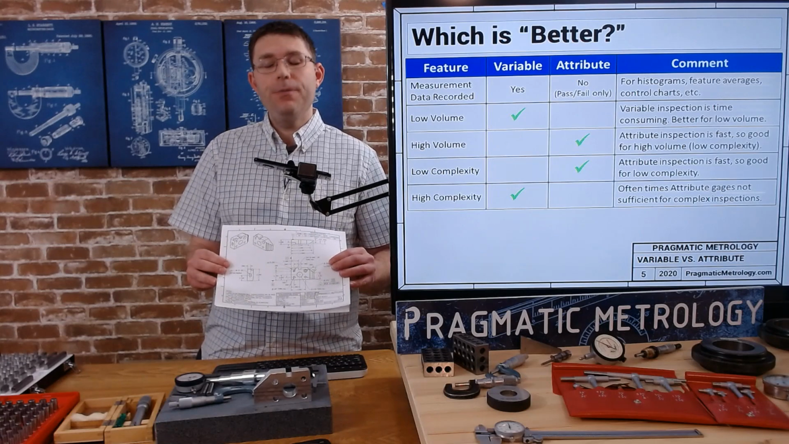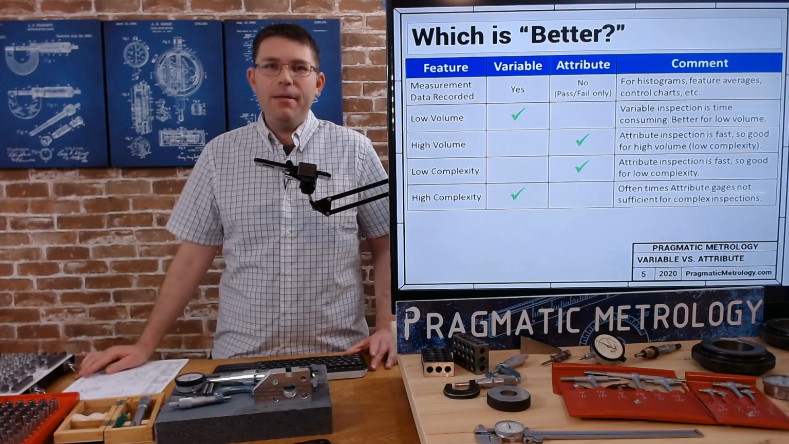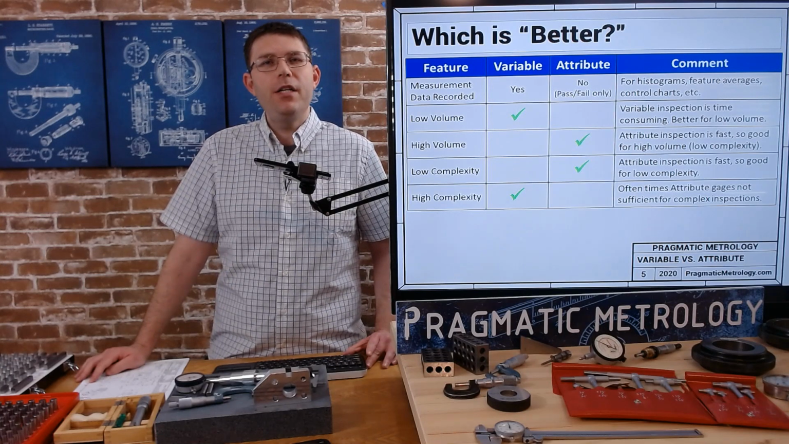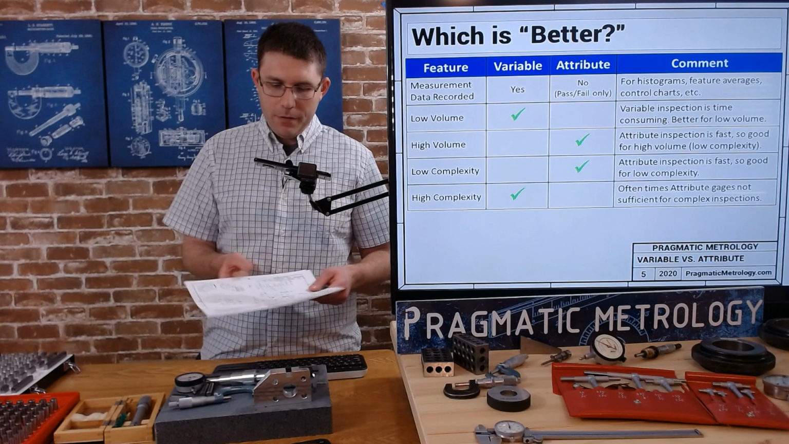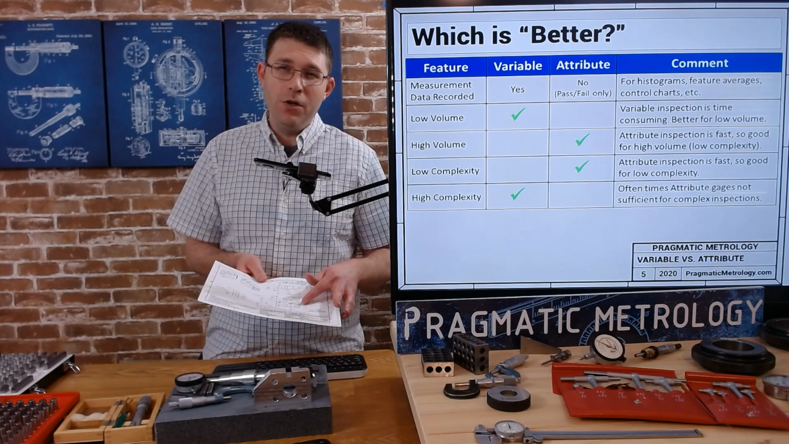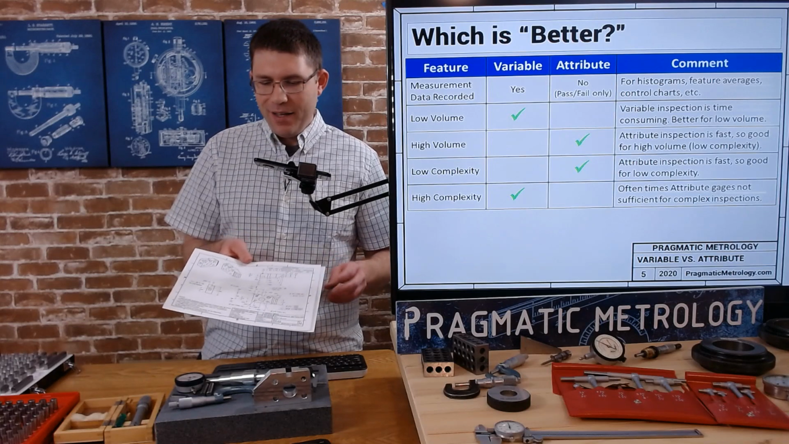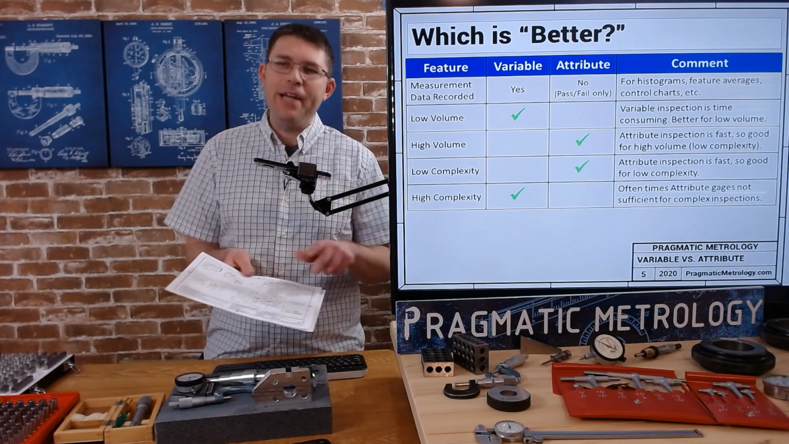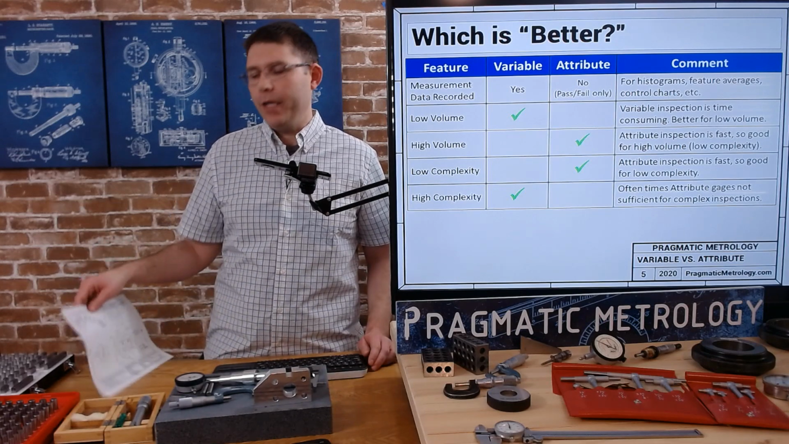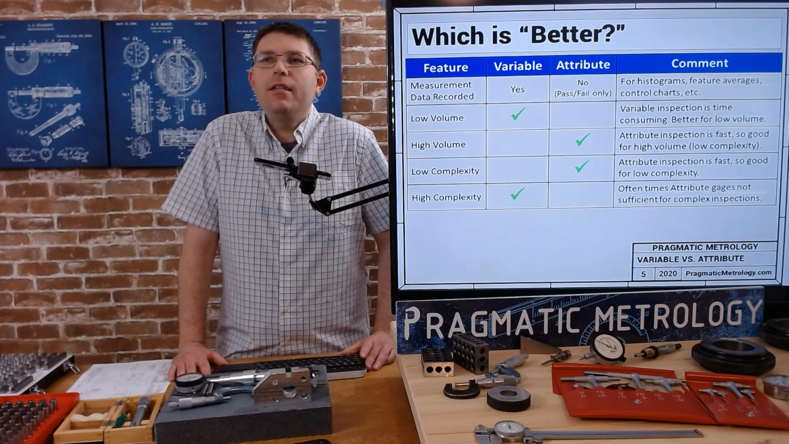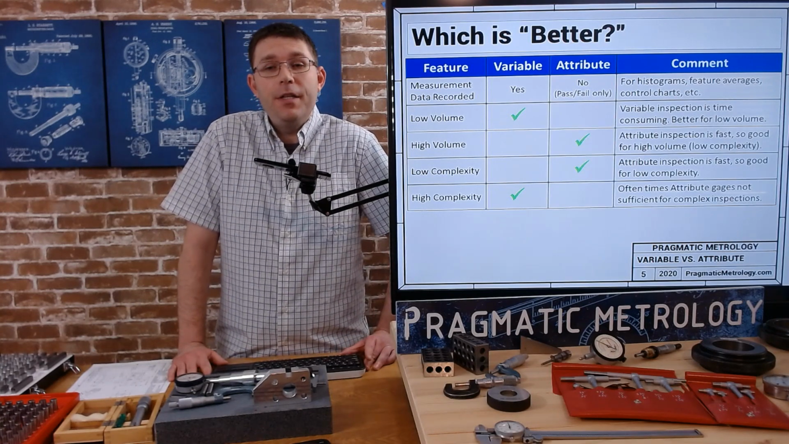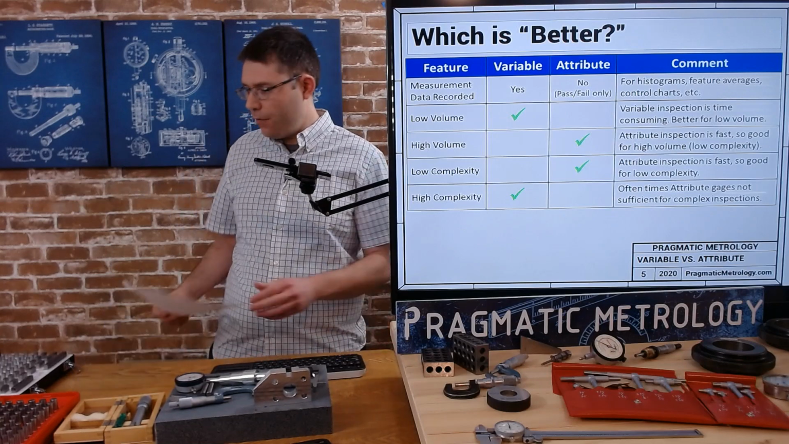Sorry, a variable gauge. So I would say high complexity tends to be more often measured with the variable gauges because they'll have a lot of complex numbers around them, like an angle. It's hard to set up a go, no-go gauge for an angle. It could be a flatness or a parallelism. Again, how are you going to do that with a go no-go gauge? So when it gets to high complexity stuff, maybe you're going to be using a CMM just because of the nature of the callout.